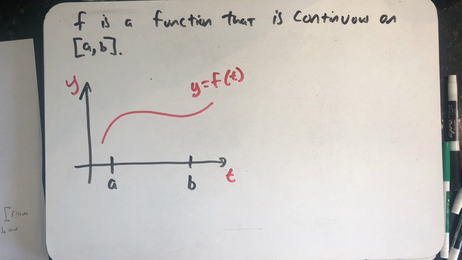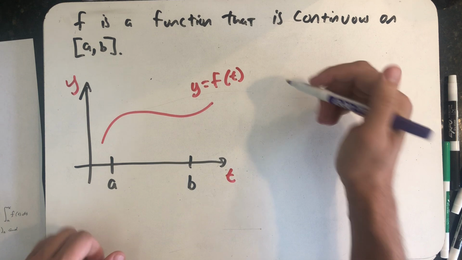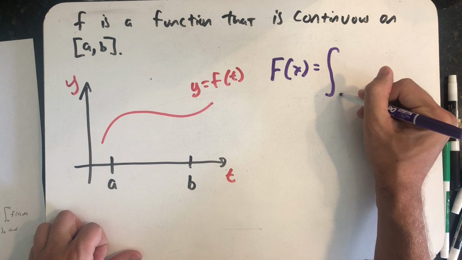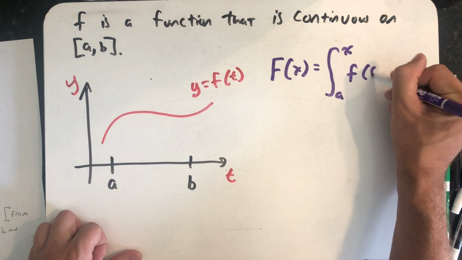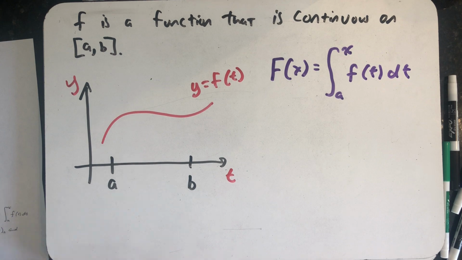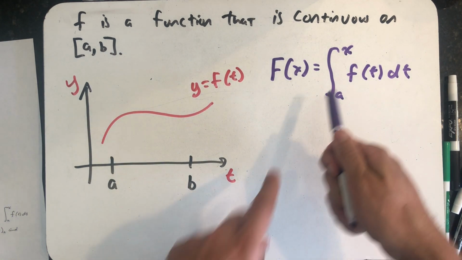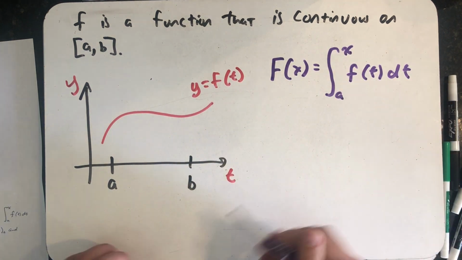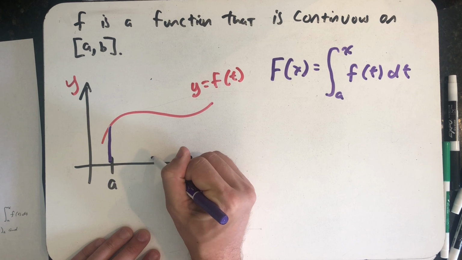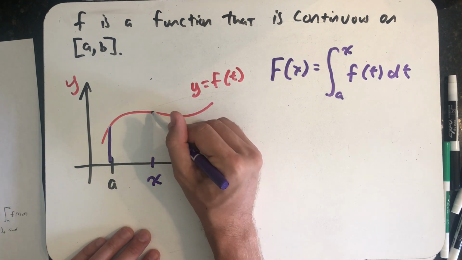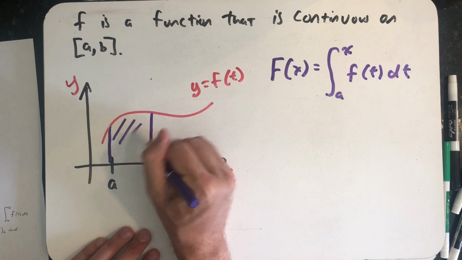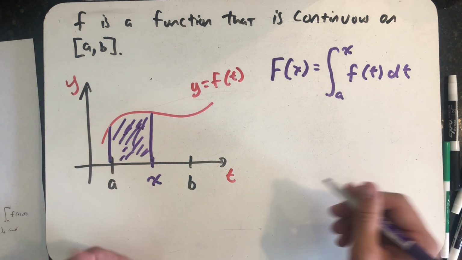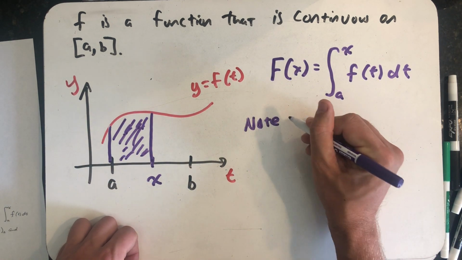And this is how I want to define my new function. I'm going to call my new function big F of x, and I want it to be the integral from a to x of f of t dt. Okay, let's think about what that says. Whenever I plug in a value for x, I have to fill in the upper bound, and then I evaluate an integral. So I'm thinking about x as being some number on this interval where my function is continuous, and every time I plug in a value for x, I get out an area.